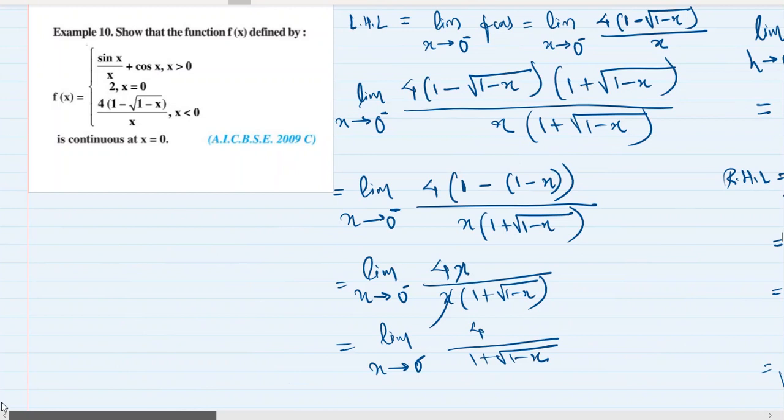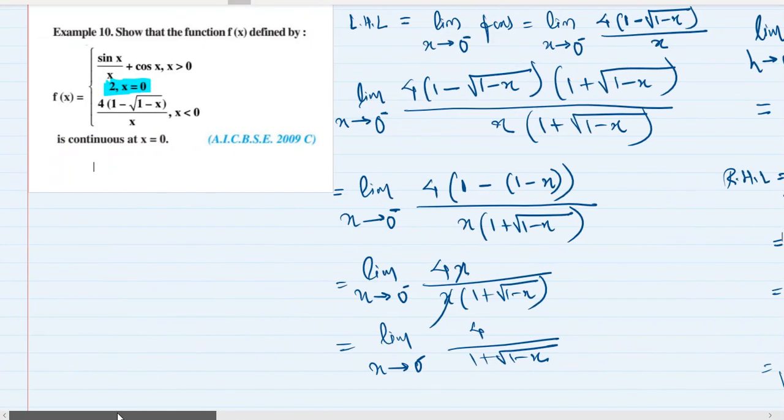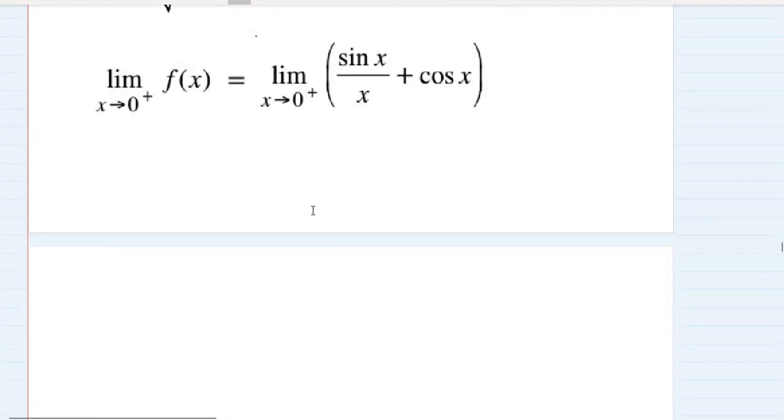So we also have to find the value of the function at 0. Now if you see very closely, they have said that the value of the function at 0 is 2. Okay, now what is LHL's value? 2. I will show you. See, LHL is 2, RHL is also 2, and the value of the function at the point 0 is also 2. That means this function is continuous at 0. We have proved that. I hope it is very, very clear by now.